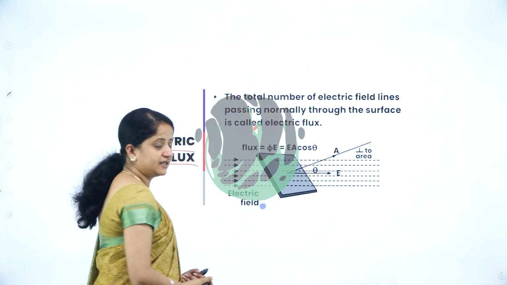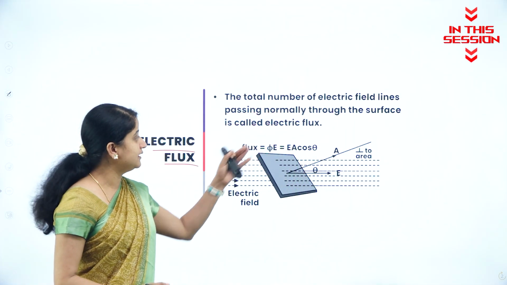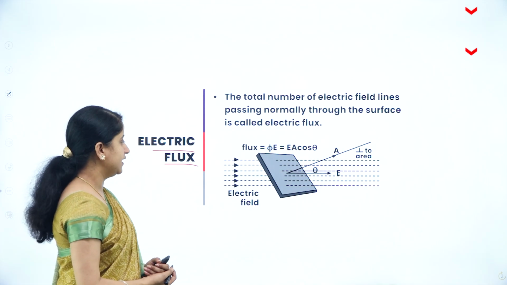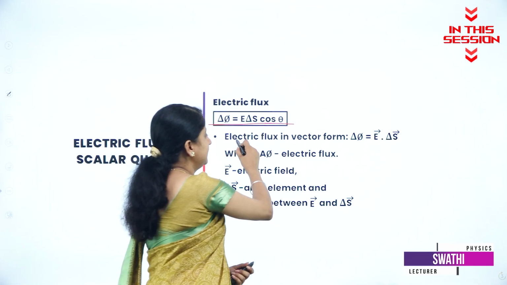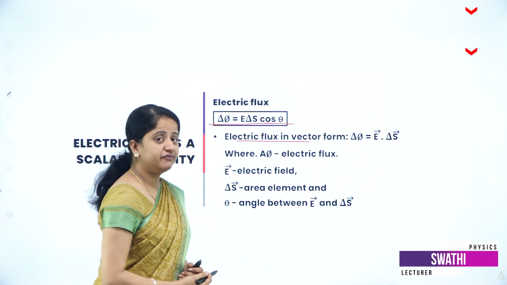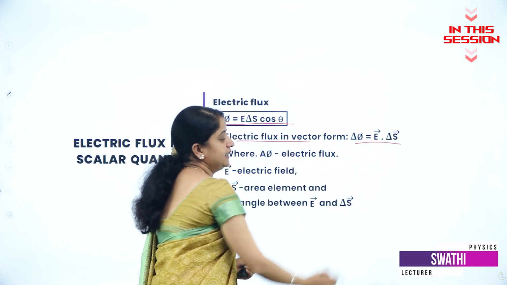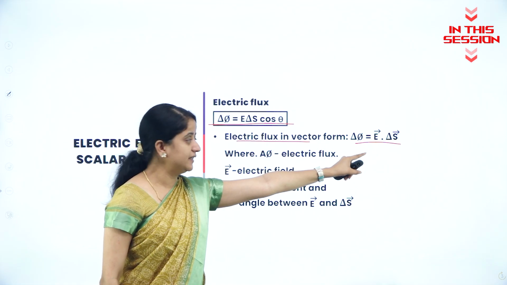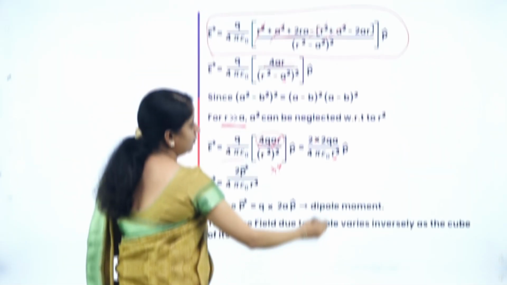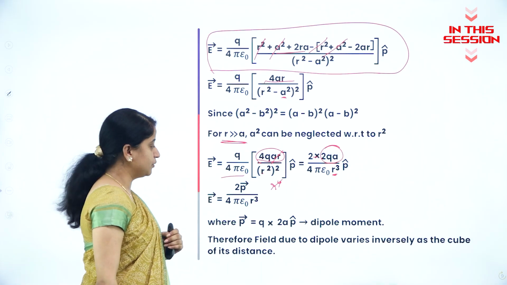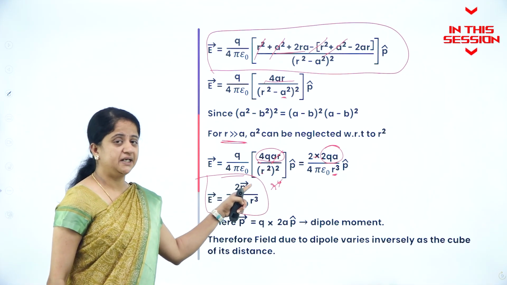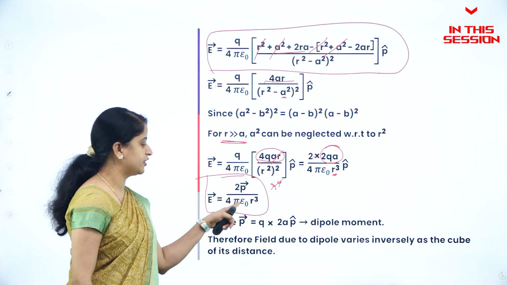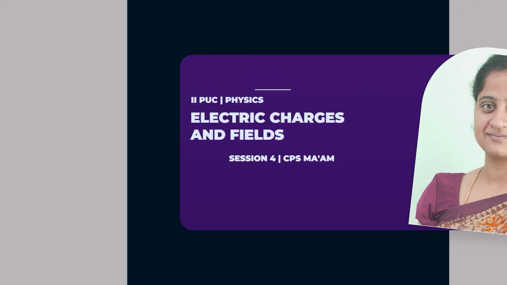Total number of electric field lines passing normally through the surface is called electric flux. What is delta phi? Delta phi is nothing but the electric flux, and in vector form we can represent it as vector E, because electric field is a vector quantity, into delta S. What is 2qa? It is nothing but dipole moment, and hence we get the expression E is equal to 2p divided by 4 pi epsilon naught into r cube.